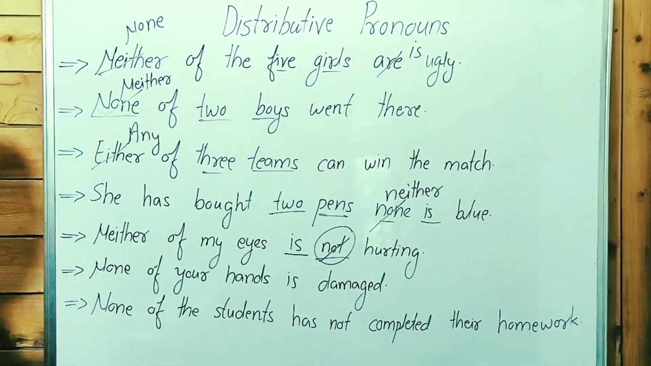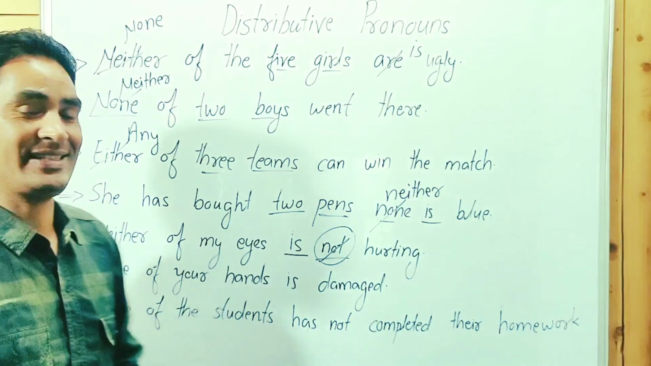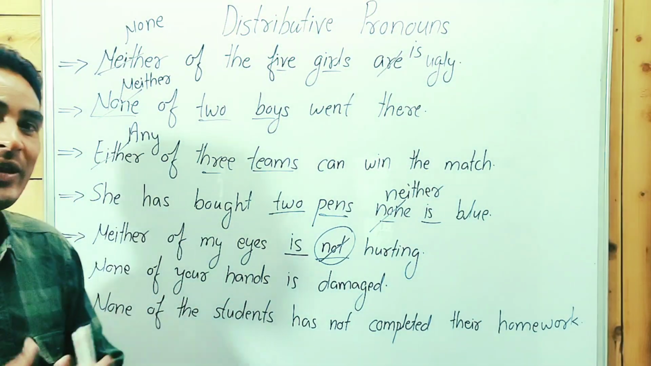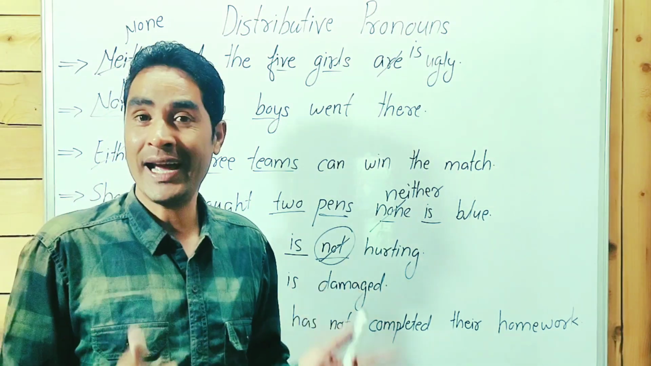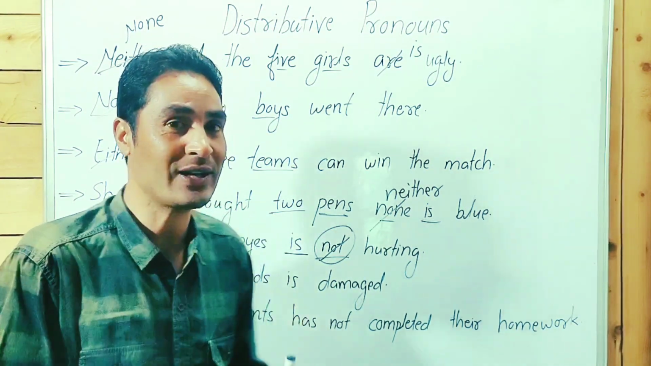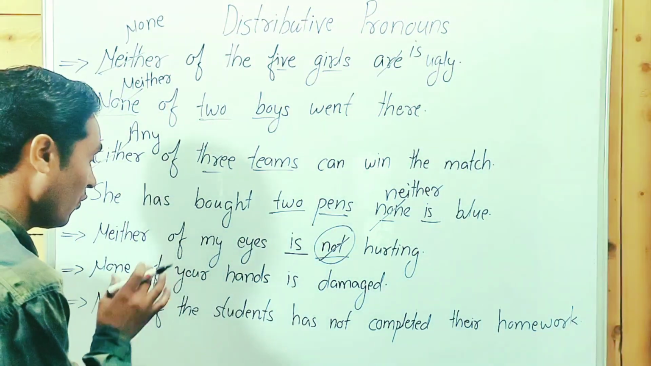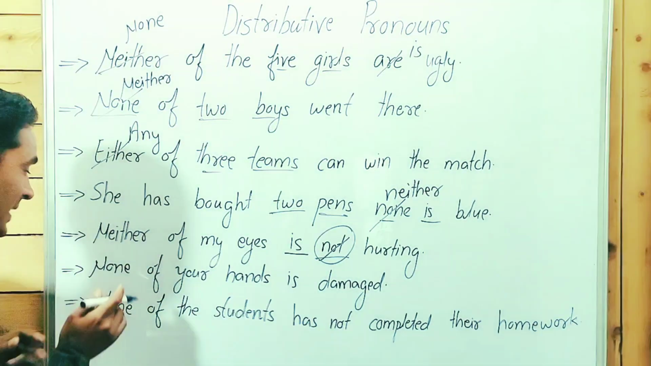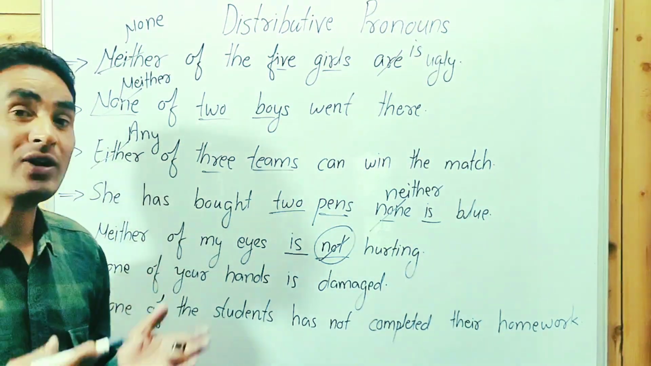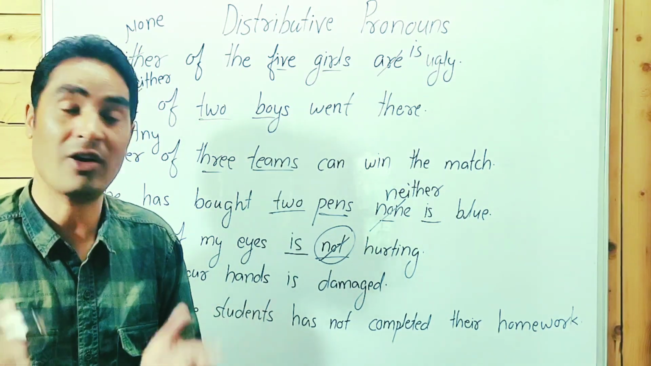With it: None of your hands is damaged. Guys, point to be noted. None of your hands: how many hands do you have? A human has 2 hands. For 2 we use both, and neither, not none. None stands for 0 out of many. Neither stands for 0 out of 2.